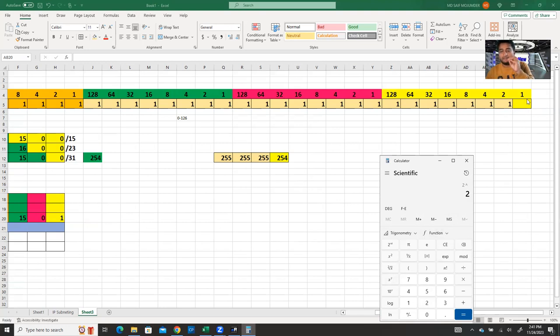2 to the power 1. You have left only one host bit, right? 2 to the power 1 equals 2, and then minus 2. That means you don't have any host. So how are you going to create the network? It's not possible.